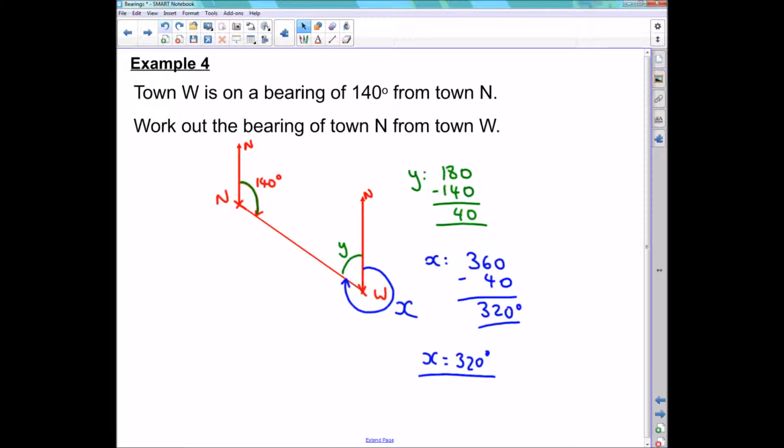Okay, so hopefully that's helped you with your bearings questions. Again, just practice, practice, practice. Do as many exam questions on this as possible. Make sure you're equipped with a protractor and a ruler, and always use a pencil when drawing diagrams. Okay, good luck.